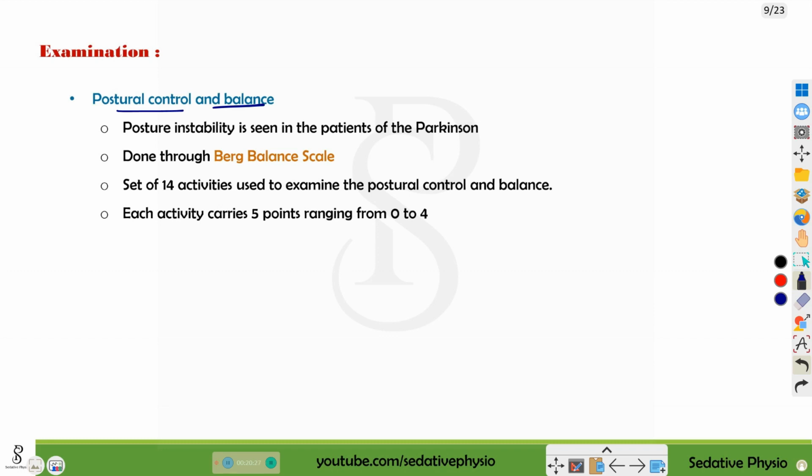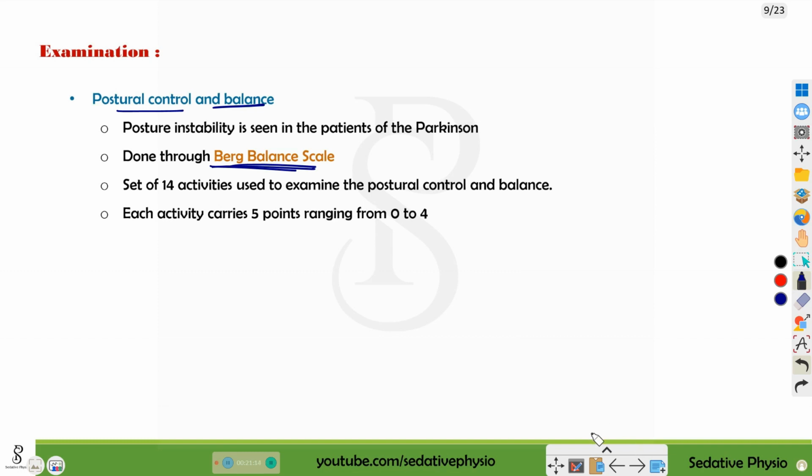Okay, so that's why the postural control and the balance is totally affected in the case of Parkinson's. So we have to check for the postural control, especially the balance, and the balance is assessed through the Berg Balance Scale. Now again, this is something new. What is the Berg Balance Scale? It is simply a set of 14 activities that are used to examine the postural control and the balance of the patient. In this scaling system, each activity carries 5 points ranging from 0 to 4. We will ask the patient to do the activity, and on the basis of the quality and the performance of the activity, we will give the marking to the patient from 0 to 4.